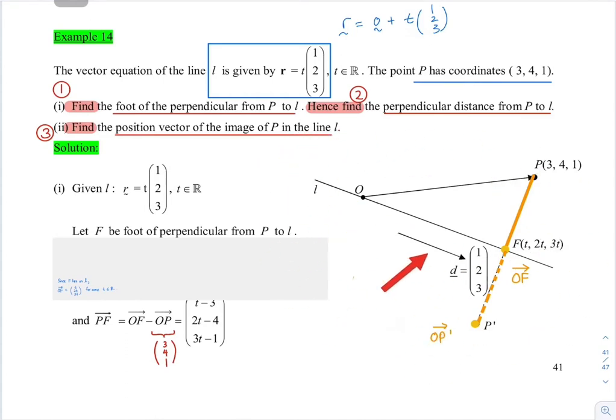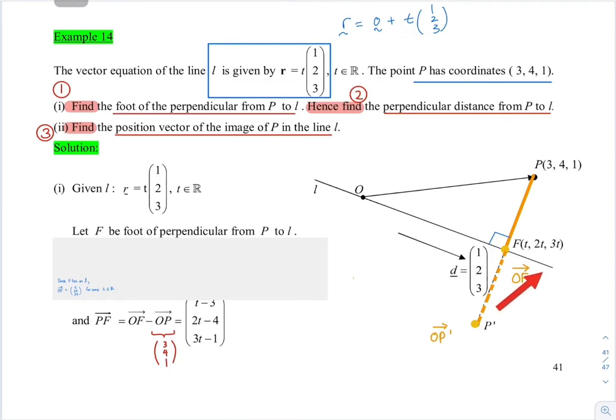So the simple diagram is this. We have confirmed that the origin lies on the line L, so we place the origin there. P is obviously a point not on L. So to find the foot of the perpendicular, we let F be the foot of the perpendicular, so that means this particular triangle is a right angle triangle. So this one is confirmed to be a 90 degrees angle. Once we have labeled this one as F, later we're supposed to find the position vector of F, which is OF.